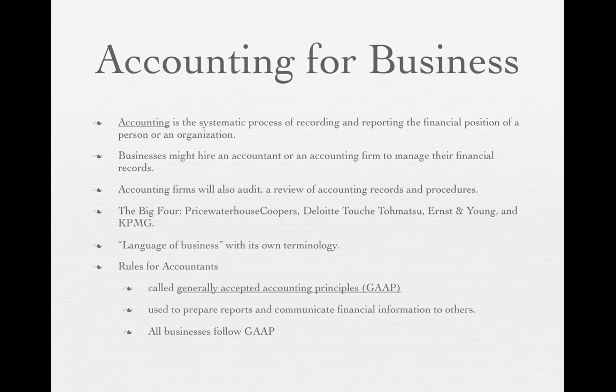As businesses are doing their business, they need to keep an accounting system to collect, record, and report their financial transactions that affect the operation of the business. Small businesses might hire an independent accountant, and large businesses might hire an accounting firm in order to manage their financial records. An accounting firm can also do an audit, which is a review of accounting records and procedures for a company.